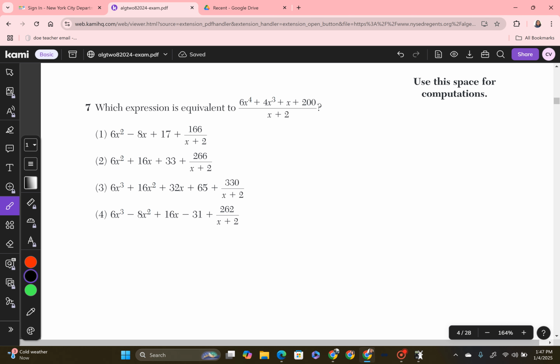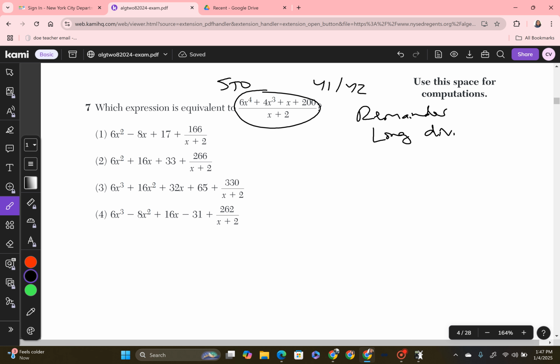Choice 7. Again, you could use this using the store button. You can do y1, y2. So this gets plugged under y1. Each of the choices gets plugged in under y2, and you see which one matches. Okay. You could also, for this one, use remainder theorem, and I'm going to show you that one. Or you could long divide. I don't know why you would in this case, but you could. Remainder theorem is the easiest one to use for this one.